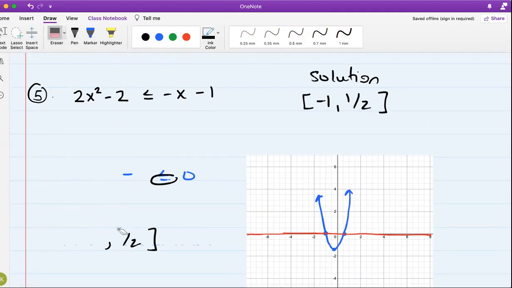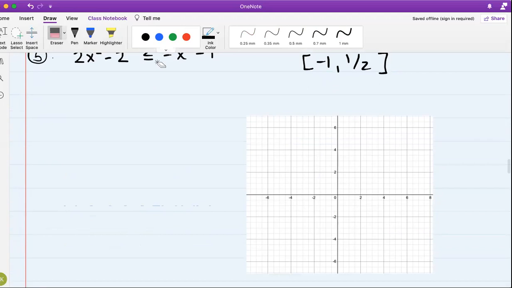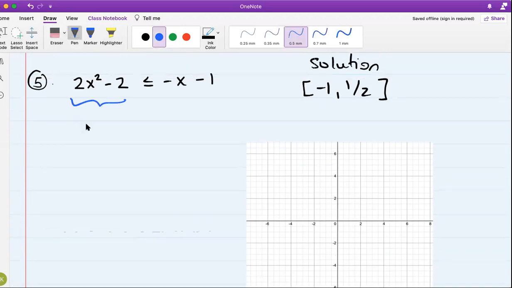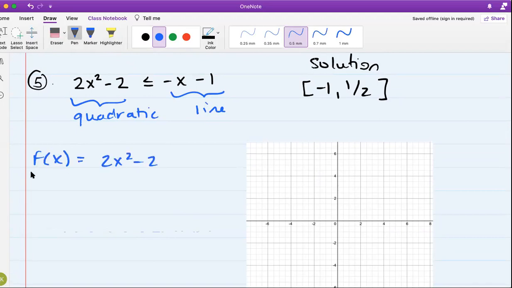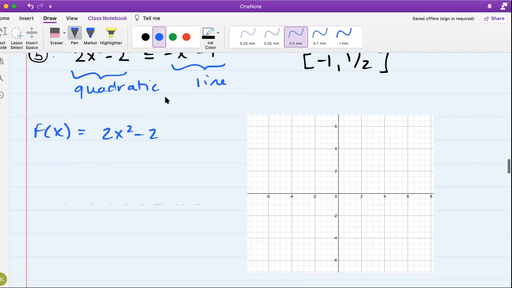That's the best way to do this problem. I'm going to show you an alternate way of solving this problem, and that is by considering this as a quadratic and this as a line. So we have the function f of x is going to be 2x squared minus 2. We're going to graph that, and that's our quadratic. And then we're also going to graph this line, g of x is equal to negative x minus 1.